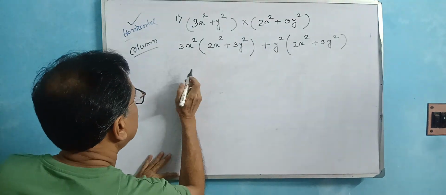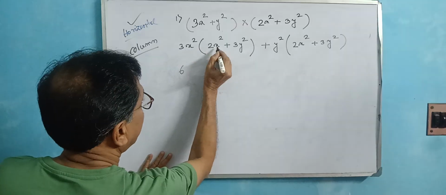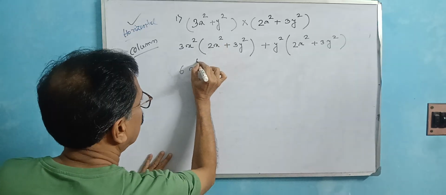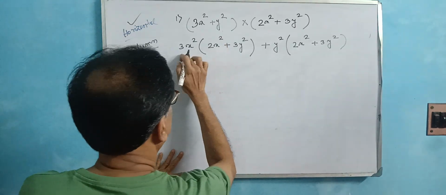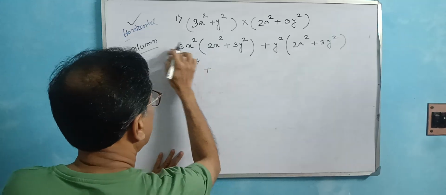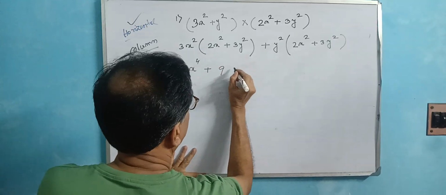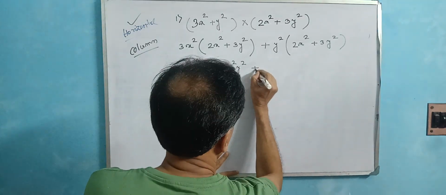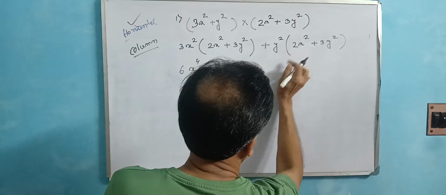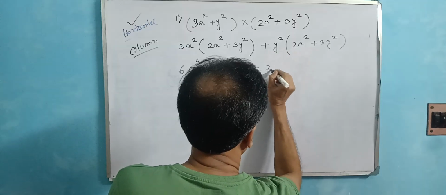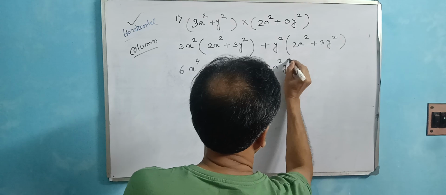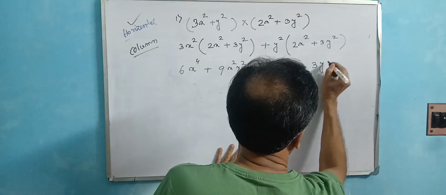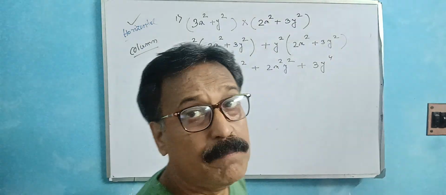Now 3 times 2 is 6. x and x, the bases are same, so the powers will be added: 2 and 2 is 4. So this into this is 6x to the power 4. Plus, 3 threes are 9, x square y square. Next, y square times 2x square is plus 2x square y square, plus 3y to the power 4. Now the multiplication is complete.